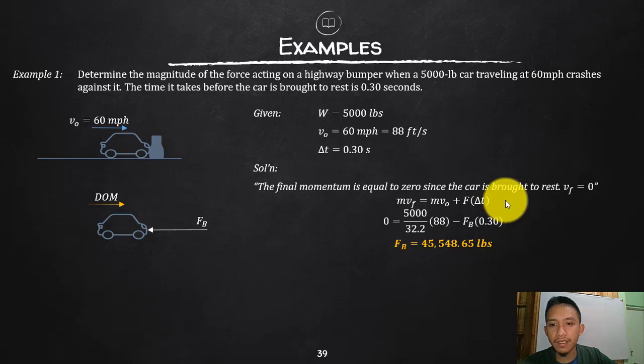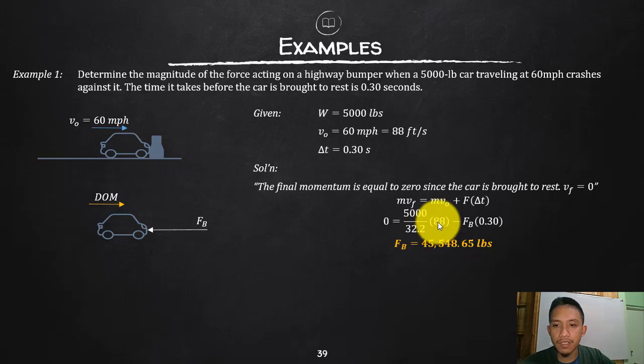Now, if you look at the other side, we have the mass, that is your weight divided by the gravity, times your initial velocity. We have an initial velocity because the car is initially moving at 60 miles per hour, but as I said a while ago, convert that to feet per second. That will end with 88 feet per second. All you need to do is convert your mile to feet and hour into seconds, and you will end up with exactly 88 feet per second.